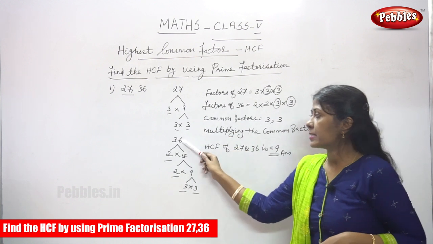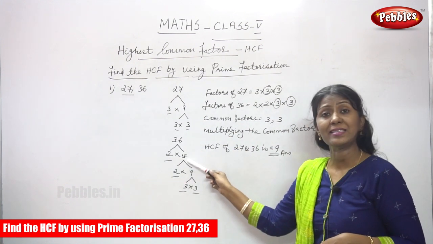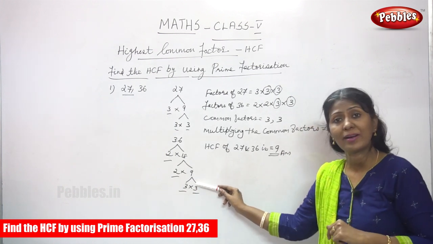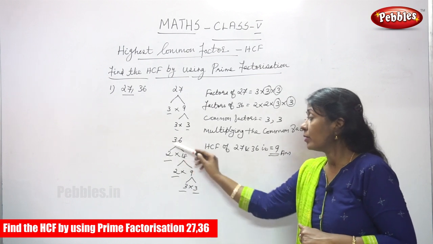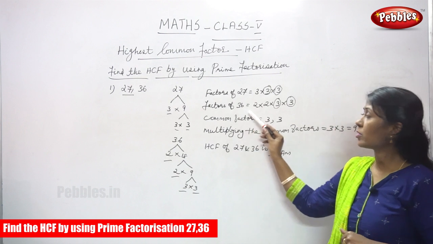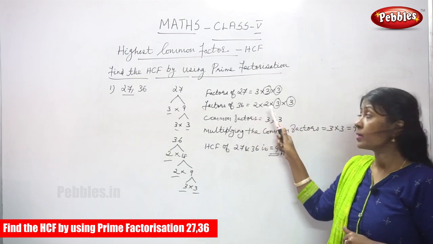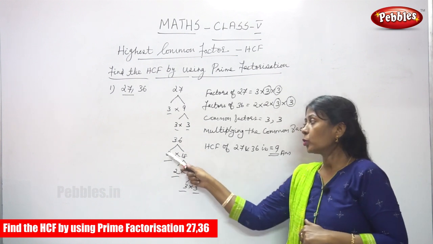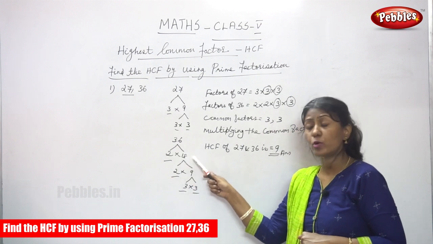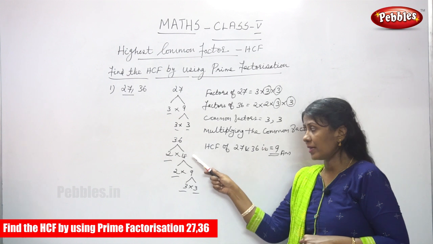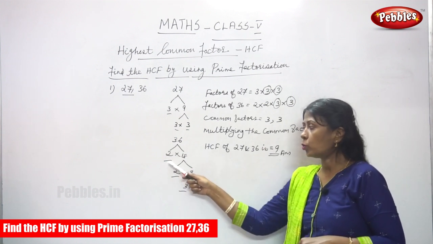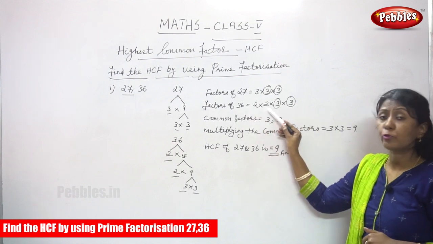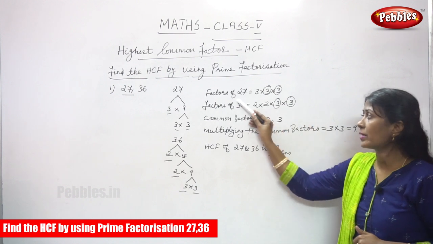Next is 36. So you have to find the factors of 36. 2 into 18, that is 36. So you have to find the factors of 18. 2 into 9, then you have to find the factors of 9, that is 3 into 3. So write all the factors: 2 into 2 into 3 into 3. So factors of 36 equal 2 into 2 into 3 into 3. I'll repeat again: for 36, 2 into 18 you can get 36. For 18 you have to find the factors. 2 into 9 you can get 18. Then you will find the factors of 9, that is 3 into 3. So there are two 2s and two 3s. 2 into 2, 4. 4 into 3, 12. 12 into 3, 36. You can get the factors of 36.